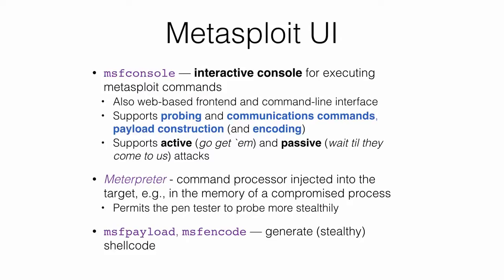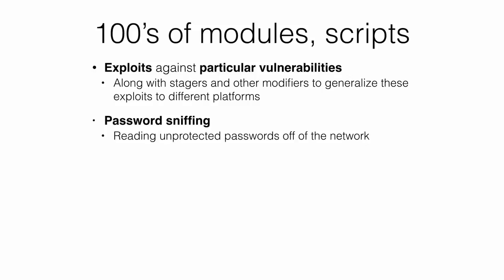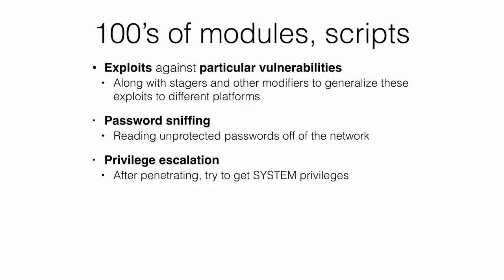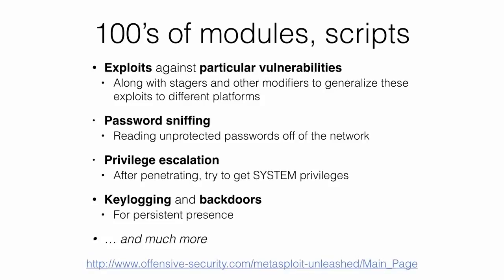MSF payload and MSF encode are tools that generate stealthy shellcode. MSF payload generates the payload, MSF encode encodes it to make it hard to detect. Metasploit comes with hundreds of modules and scripts developed by a broad community over time. These include exploits against particular vulnerabilities, along with stagers and other modifiers that generalize the exploits to different platforms, tools for password sniffing, privilege escalation, and key logging and backdoors. All of these can be combined together using scripts to generate very sophisticated exploits. And there's much more.